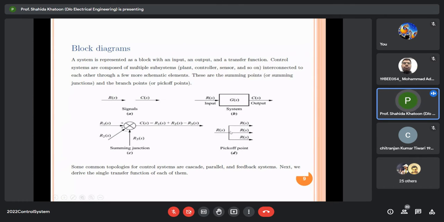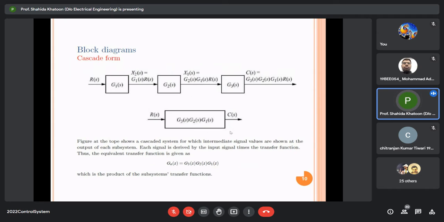Some common topologies for control systems are cascade, parallel, and feedback systems. So let us see. This is the cascade form in which we have G1, G2, G3 all connected in cascade. So at the top shows the cascaded system for which intermediate signal values are shown at the output. So if this is R(s) and this is G1(s), output X2 becomes this multiplied by this. G1(s) into R(s) is the X2. Now output at this point will be G2(s) into X2(s).